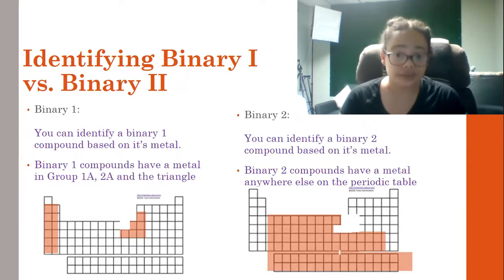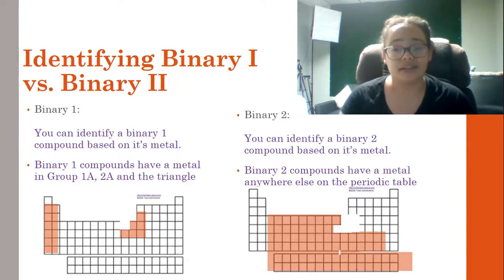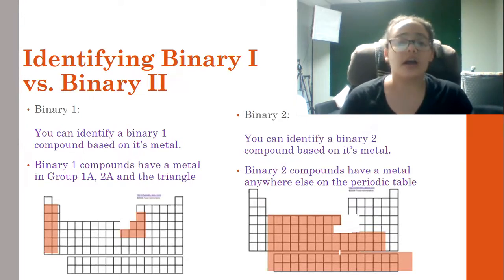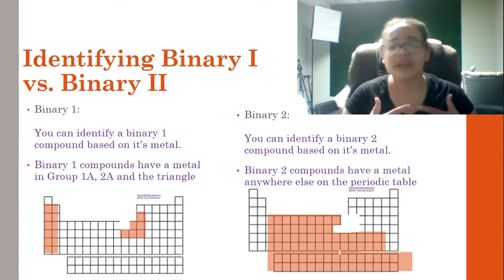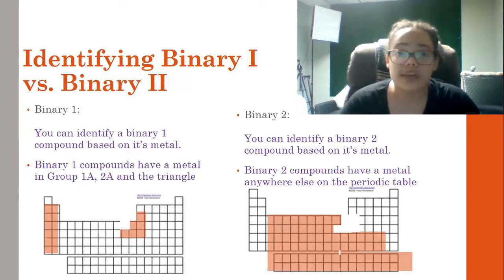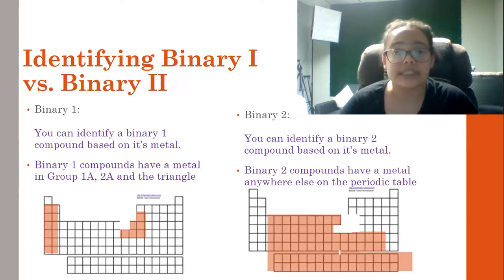Our binary 2 compounds, again, we can identify based on its metal. So our binary 2 compounds, we're looking for a metal that's really just anywhere else. They're metals that are not in group 1A, not in group 2A, and not in the triangle. So if we look at our table, our binary 2 metals are what really make up most of our table. So now that we know how to identify our binary 1 versus our binary 2 compounds, we're going to figure out for our binary 2, how exactly do we name those? And what do all the parts of that name mean?